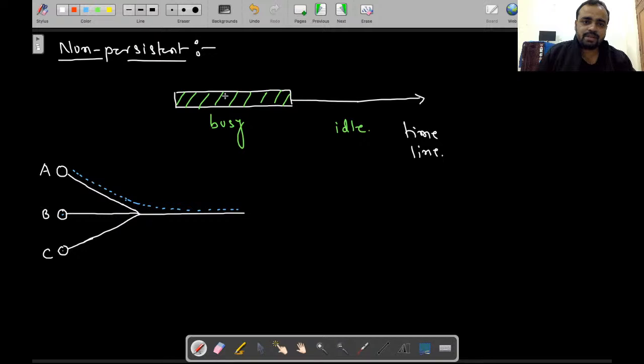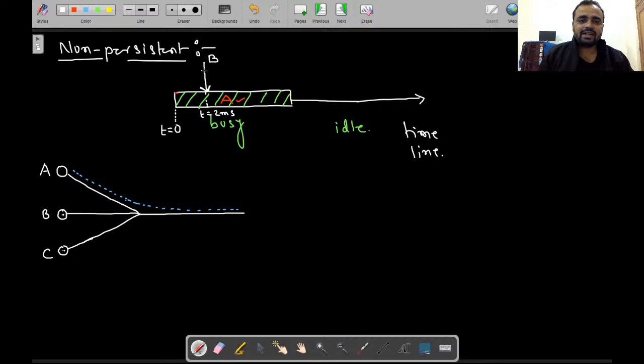So here we are assuming this medium is busy, occupied by node A. In that situation, what will node B and C do? Either they can continuously sense. Suppose in this moment node B has sensed the medium. This is the timeline, and t equals 0 is where node A has started the transmission. Node B is sensing at t equals 2 millisecond, and it will find the medium busy.